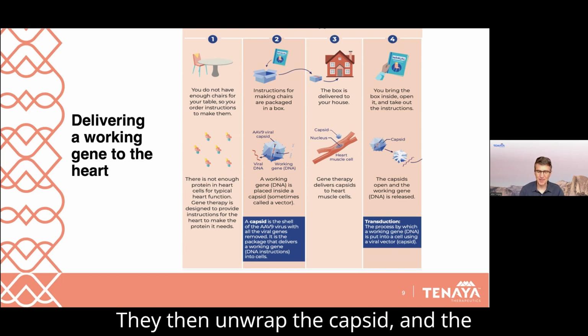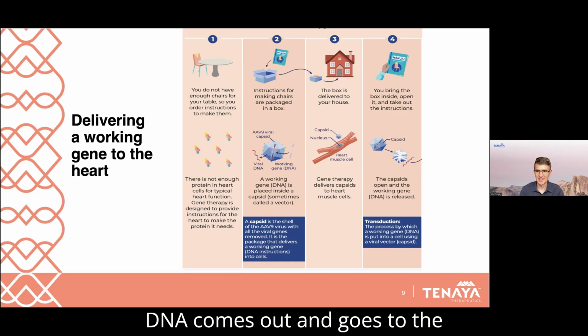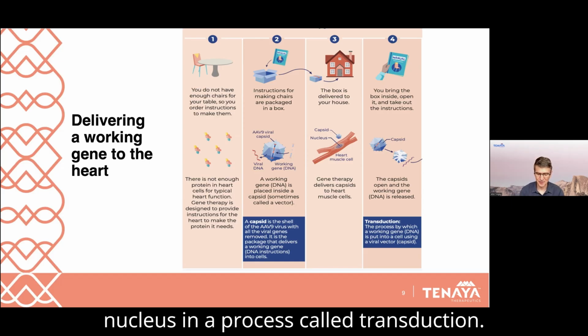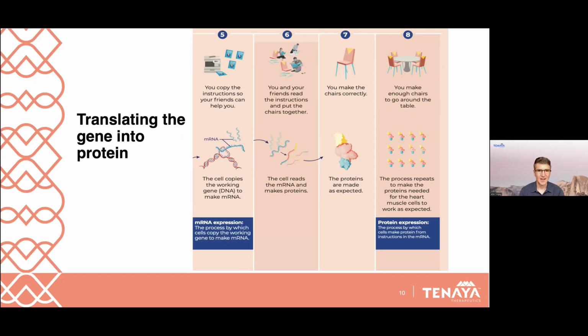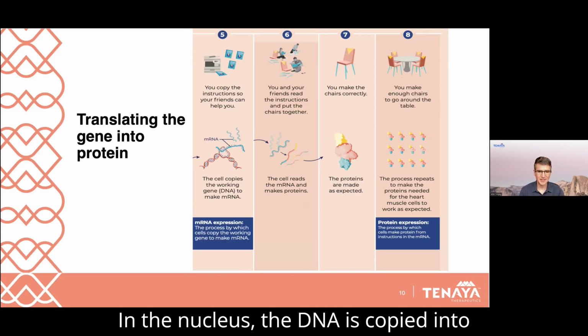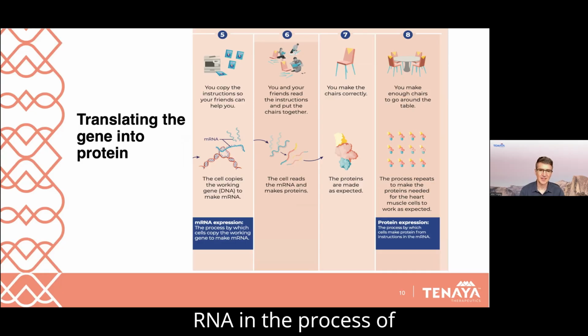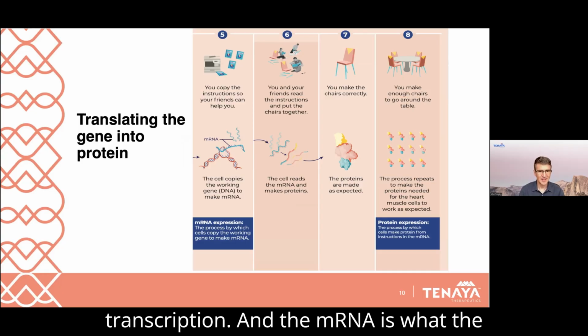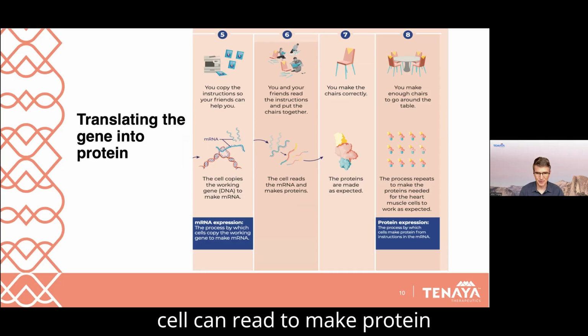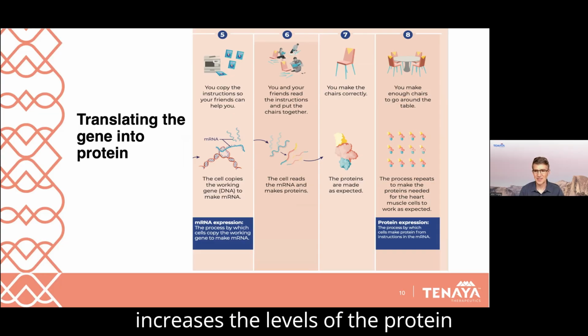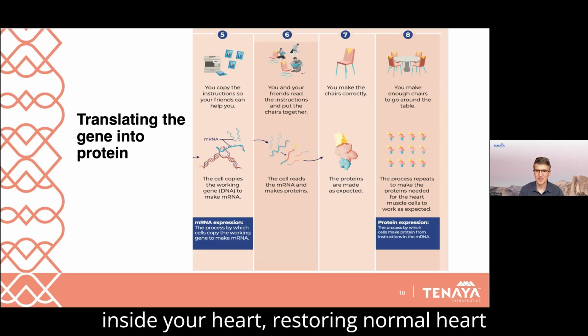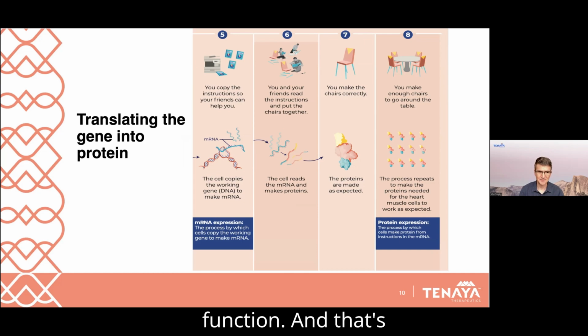They then unwrap the capsid, and the DNA comes out and goes to the nucleus in a process called transduction. In the nucleus, the DNA is copied into RNA in the process of transcription, and the mRNA is what the cell can read to make protein in translation. And this increases the levels of the protein inside your heart, restoring normal heart function. And that's how gene therapy works.